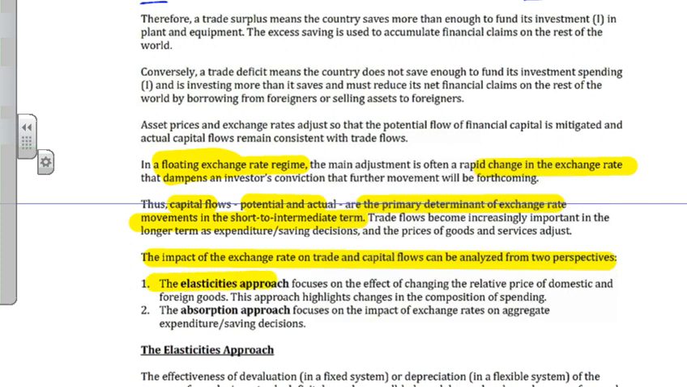The elasticities approach looks at the effect of changing the relative price of both domestic and foreign goods, and the absorption approach looks at aggregate expenditure and savings decisions. So just from two different points of view.